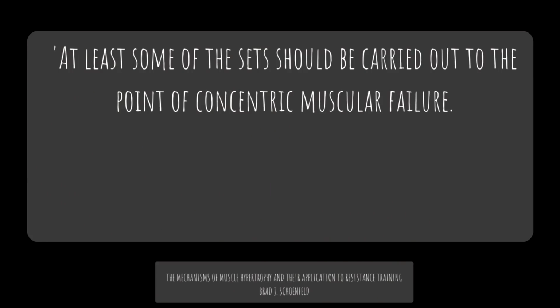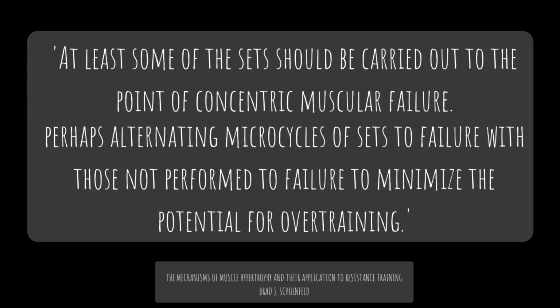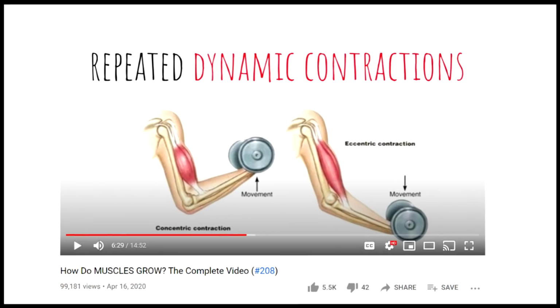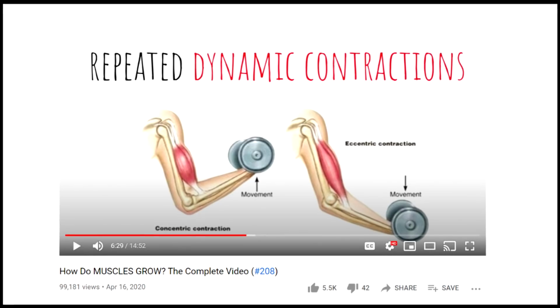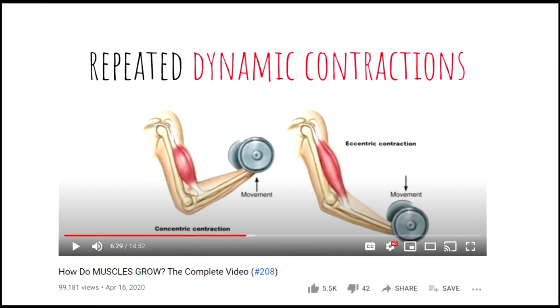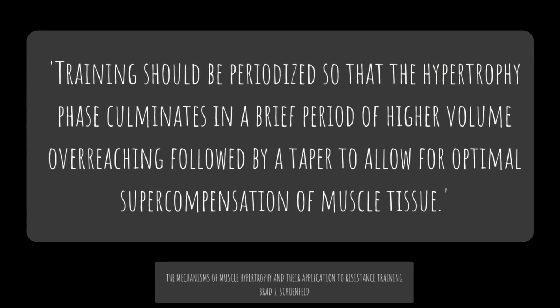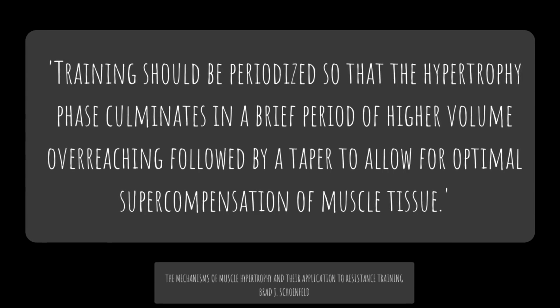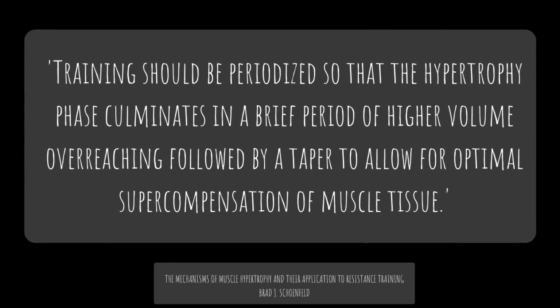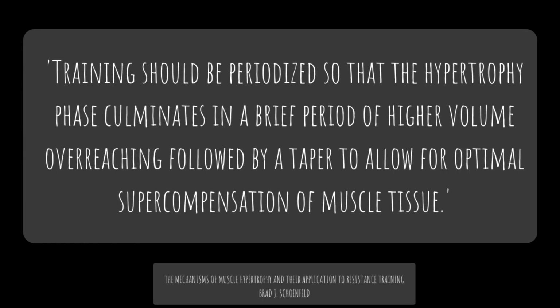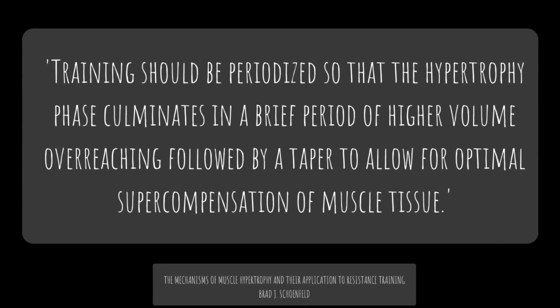At least some of the sets should be carried out to the point of concentric muscular failure, perhaps alternating microcycles of sets to failure with those not performed to failure to minimize the potential for overtraining. Concentric repetitions should be performed at a fast to moderate speed, 1 to 3 seconds, while eccentric repetitions should be performed at a slightly slower speed, 2 to 4 seconds. Training should be periodized so that the hypertrophy phase culminates in a brief period of higher volume overreaching followed by a taper to allow for optimal supercompensation of muscle tissue. And so that's his summary of the ideas presented in the paper.